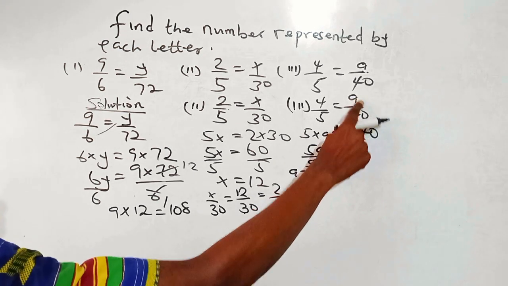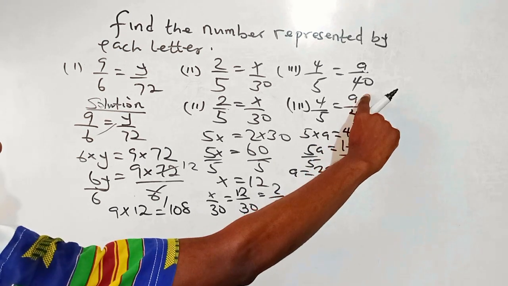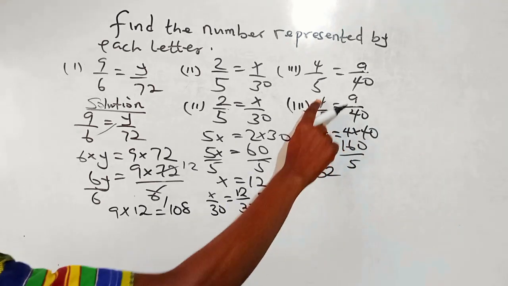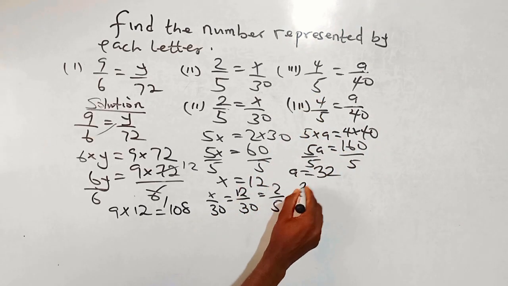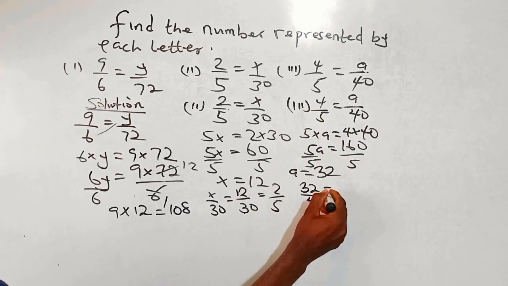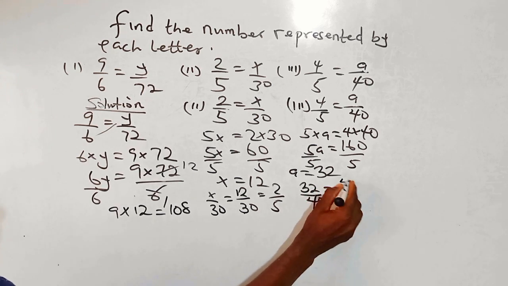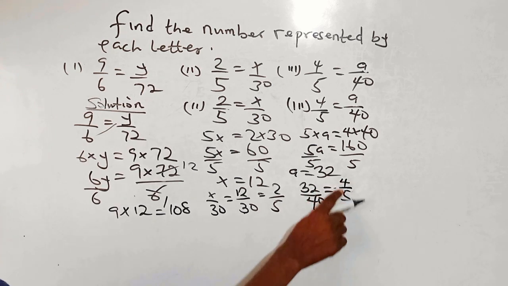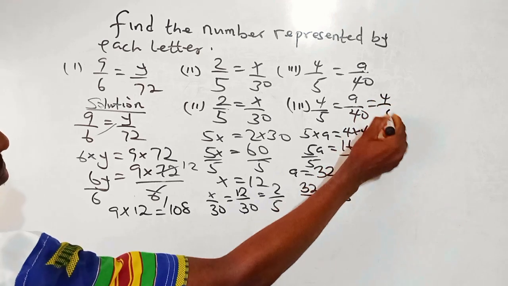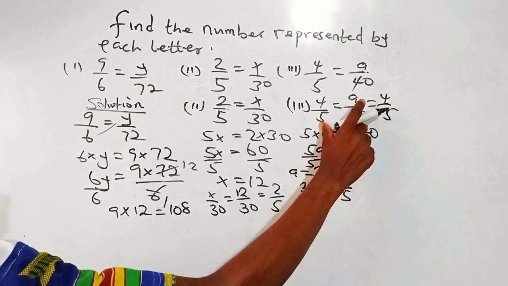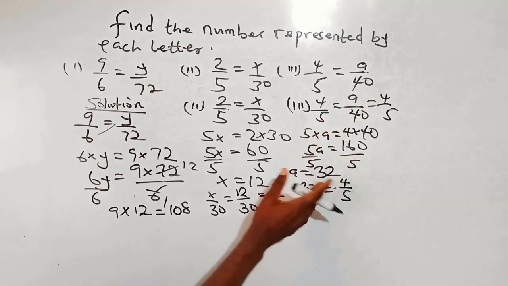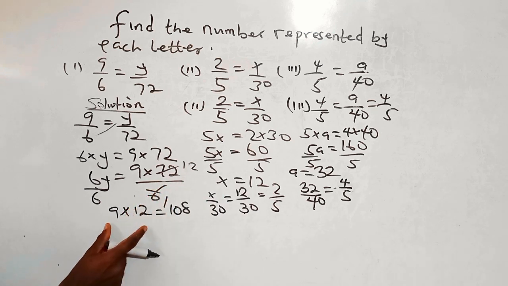By the time I put 32 over 40, if I simplify it, I will have 4 over 5. So for 32 over 40, when I simplify this with 8, 8 times 4 is 32, 8 times 5 is 40, this is 4 over 5. That means the two sides of the fraction are equal. So this is the idea behind equivalent fraction.